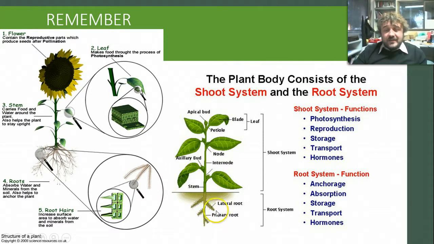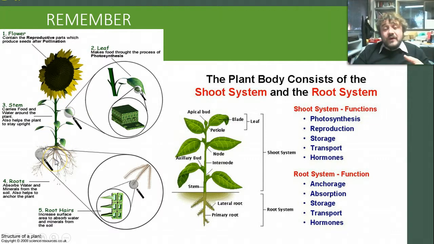Your root system has the lateral root, the primary root, and it has all these little hairs off the side here. So what do they do? Well, we'll start with the flower. That's essentially the sex organs of the plants, the reproductive parts. You then have the leaves, which is where the food is made and breathing out happens. You have here the stem, which carries food down and around, as well as water up the plant. So water goes up, food goes down.